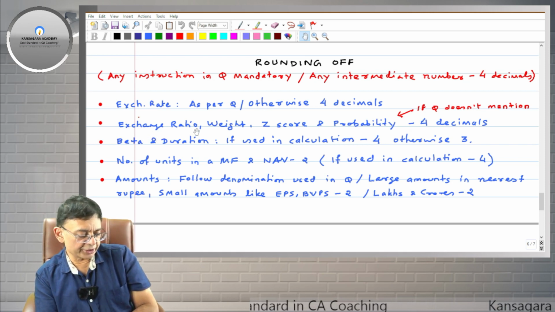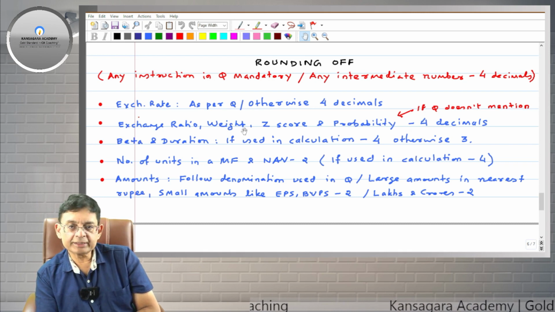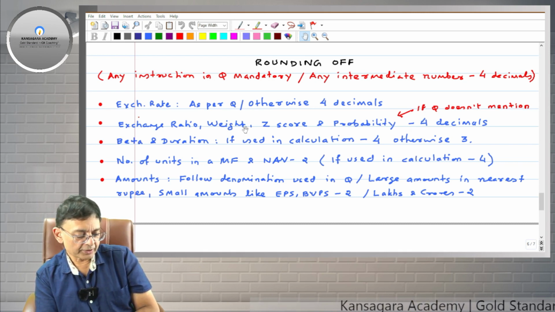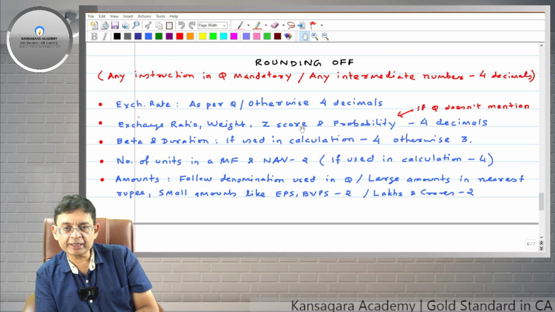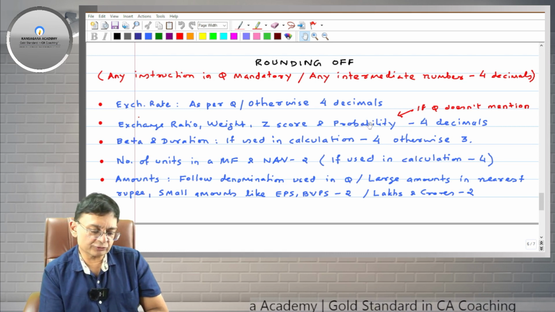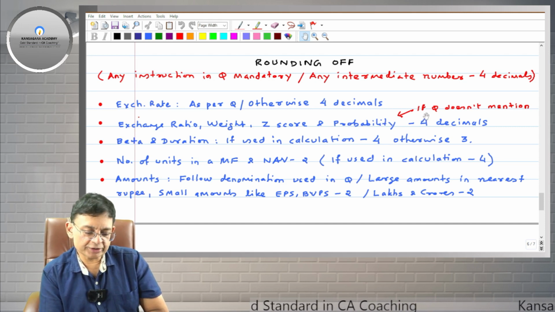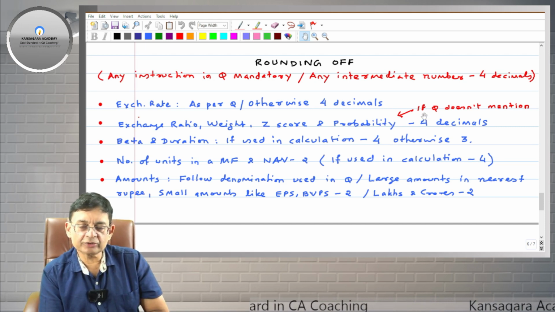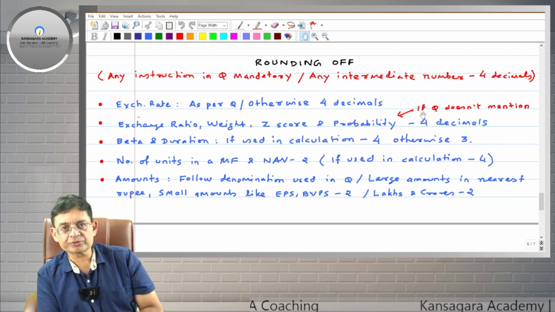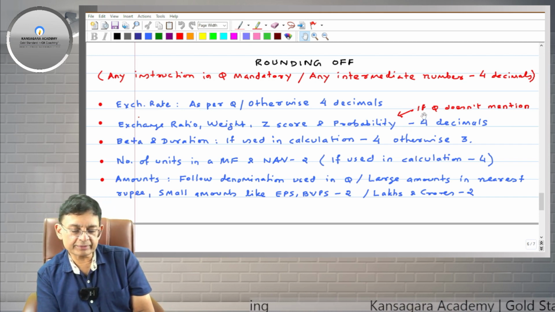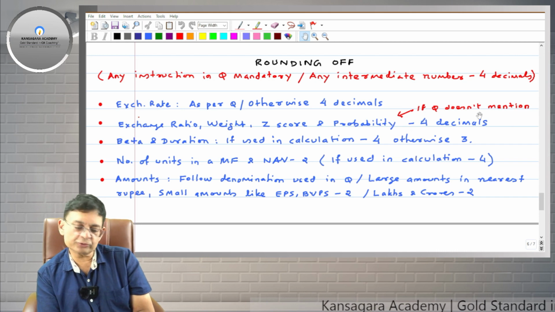Then exchange ratio in merger chapter, weights in portfolio management chapter, then Z score in calculating value at risk, and probability in portfolio management and derivatives chapter. So for all this, you look into the question. If the question already mentions existing values, then use that many number of decimals. And if the question is silent, then use 4 decimals.